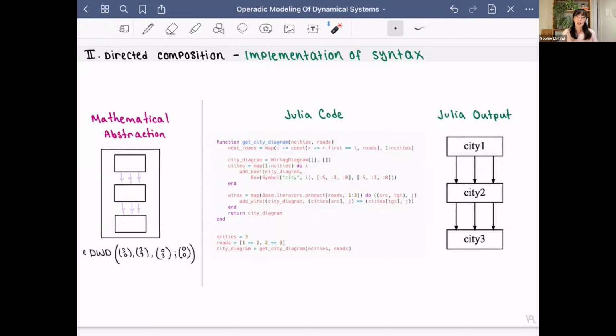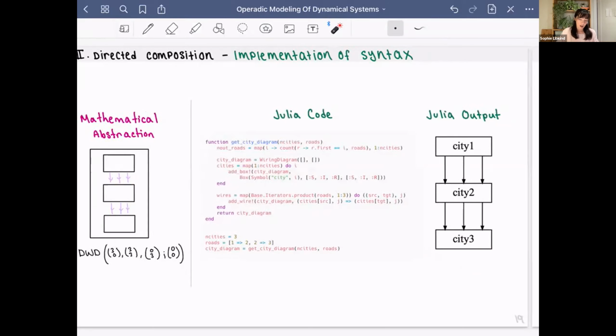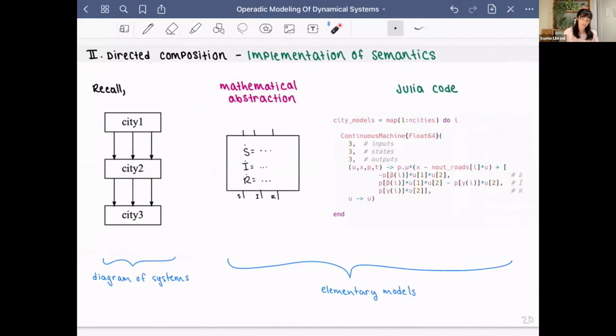diagram. And the thing I want to highlight is that not only is algebraic dynamics a domain-specific language for compositional dynamics, but you still get all of the power of Julia behind it. So you can still write for loops and conditionals and all that good stuff to produce the wiring diagrams that we want. And just as in the undirected case, CatLab will produce a visualization of our diagram of systems for us. So over here, this is produced by CatLab. All right, so that is the implementation of the syntax.